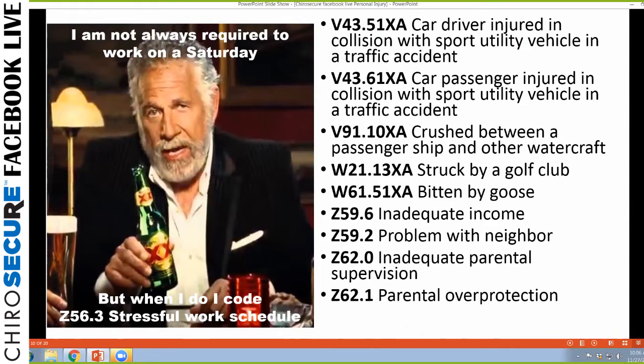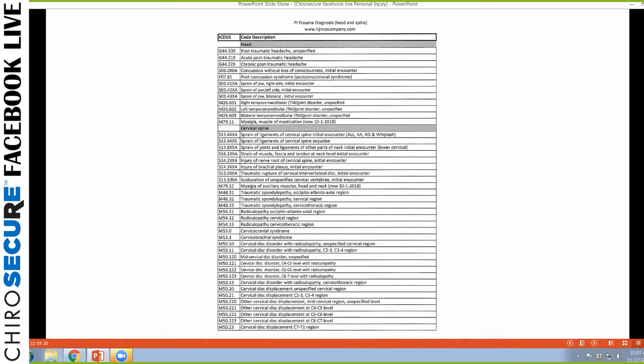No. For instance, look at this first one, V43.51XA. It's the car driver injured in a collision with a sport utility vehicle. Well, great. Guess what the auto insurance already knows? It was a car accident. This is not helpful. What's helpful is code what is wrong with your patient. Code the trauma, code the things that occurred, not that there was a car accident. You could have a car accident with no injury. So code the injury.